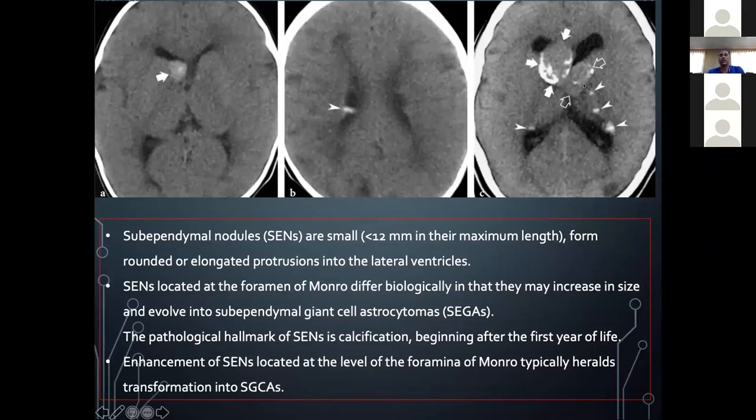If these lesions are larger in size and are showing enhancement, we must think about a tumor or a SEGA. The pathological hallmark of these lesions is the presence of calcification. Ependymal nodules are calcified, and they start getting calcified after the first year of life.